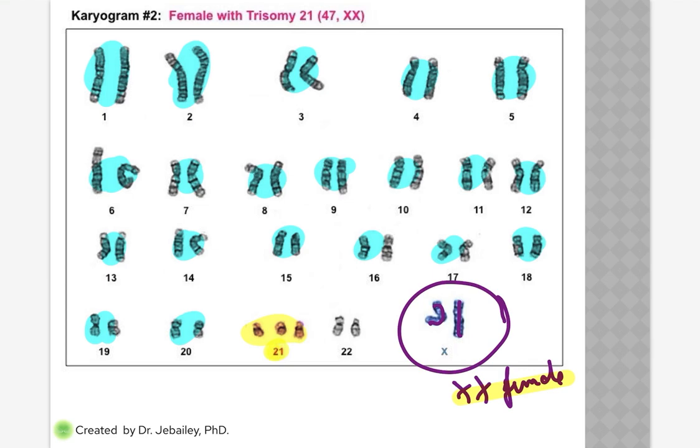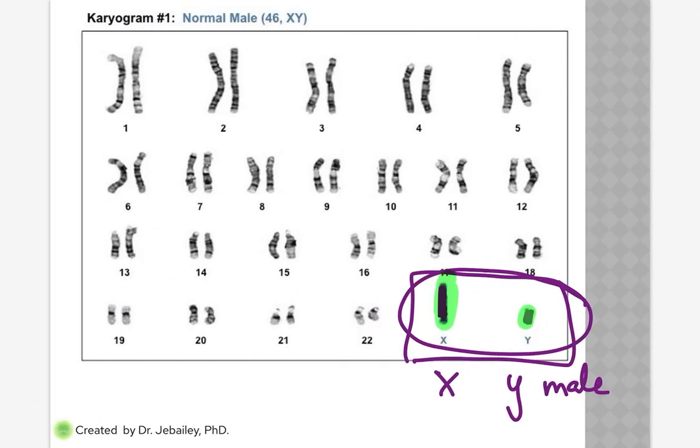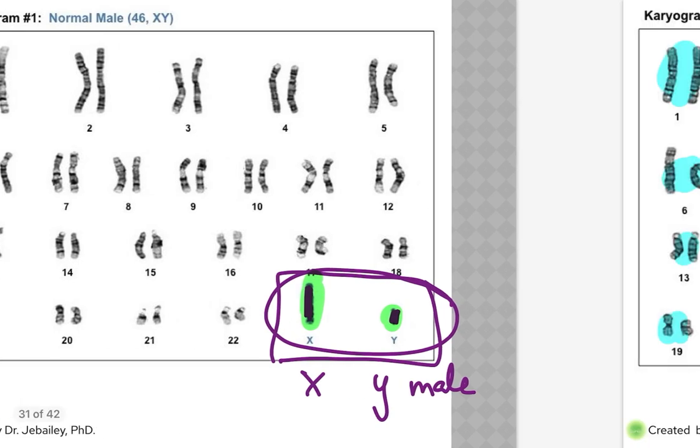And whenever you want to find out about the sex chromosome, look at the last one and see if they have the same size, it's XX. If one is bigger than the other one, like in this case here, then it's XY, then that's a male.